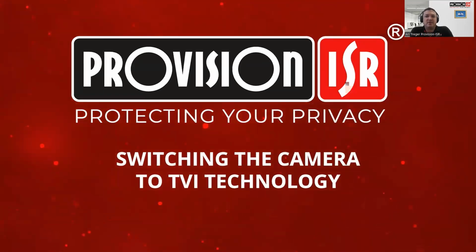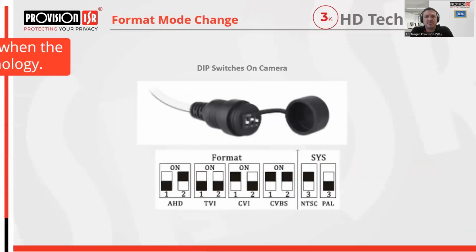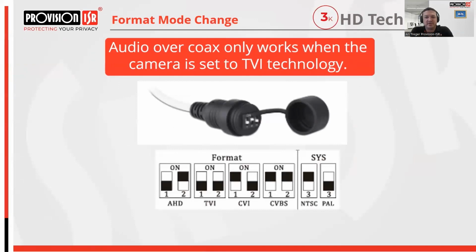Now that we have compatible DVRs and HD cameras, let's enable audio over coax, starting by setting the camera's technology to TVI via the physical dip switches. For this, we want to set both dip switches 1 and 2 to the off position.